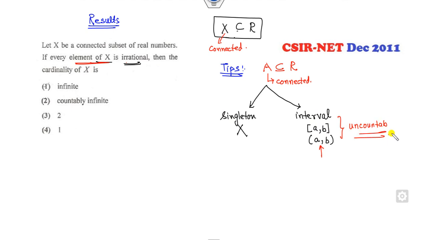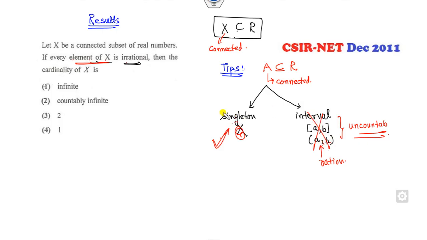But every element of X is irrational, and the interval contains the rational part also. So definitely it is not an interval, it is a singleton. Why? Every element of X is irrational, but an interval consists of rationals also. So it means it is not an interval, it is only a singleton.